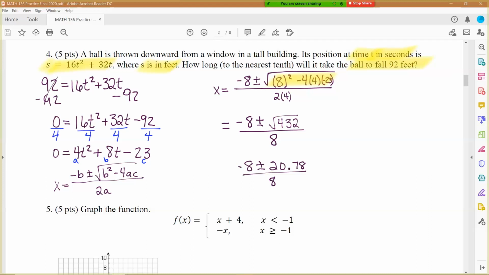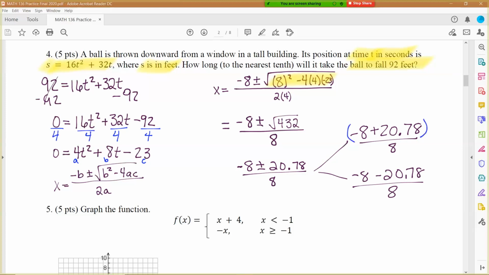So we're going to have to actually figure out what two numbers this equals. I can only assume that one of them is going to be positive and one of them is going to be negative to get our answer. So if you're going to separate this into two parts, again, you're going to use the plus sign for one, so negative 8 plus 20.78 divided by 8, and then negative 8 minus 20.78 divided by 8. If you're going to type all of that into your calculator at once, you've got to put parentheses around the numerator to get the correct answer.